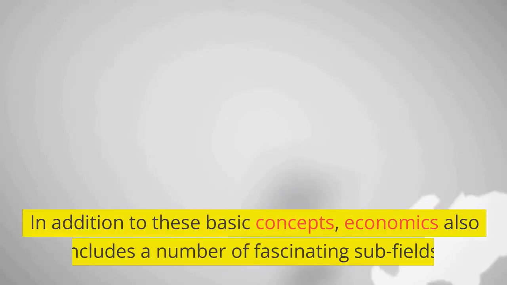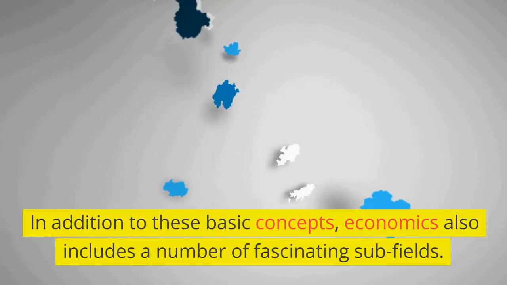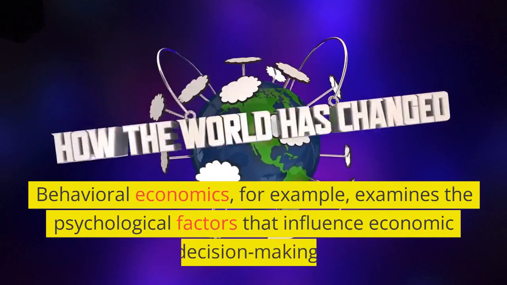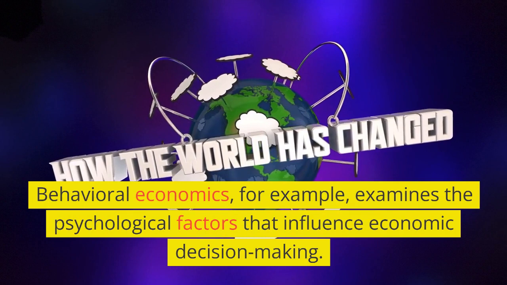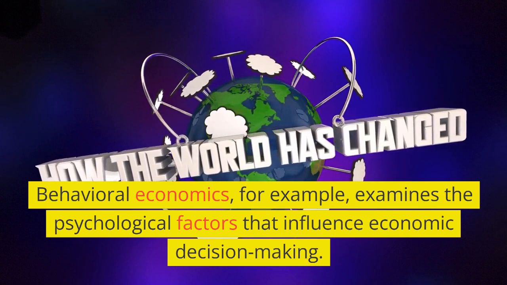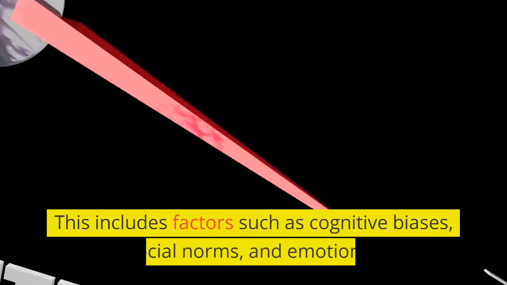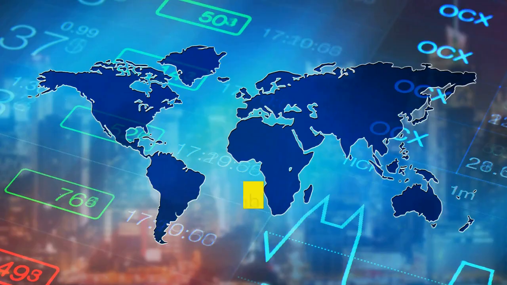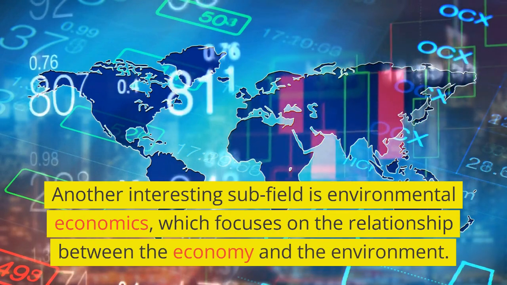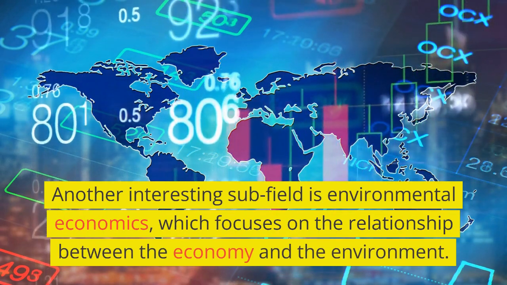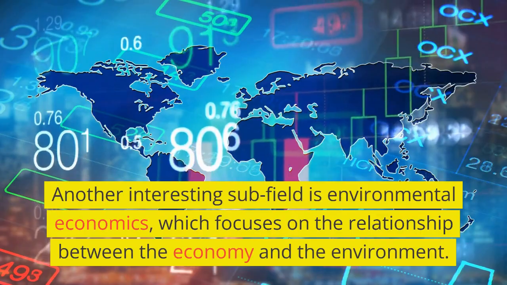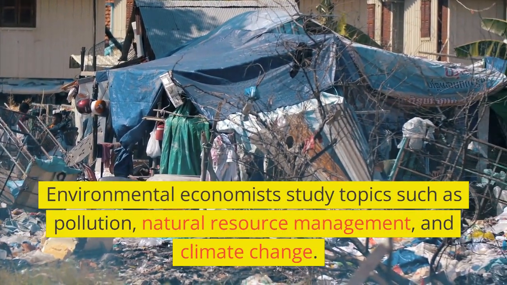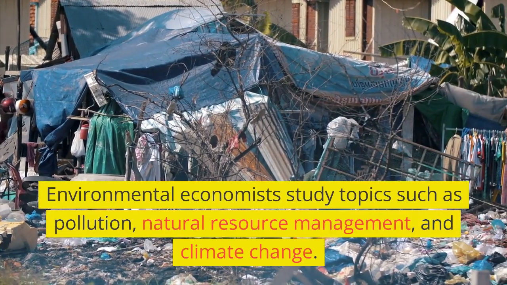In addition to these basic concepts, economics also includes a number of fascinating subfields. Behavioral economics, for example, examines the psychological factors that influence economic decision-making. This includes factors such as cognitive biases, social norms, and emotions. Another interesting subfield is environmental economics, which focuses on the relationship between the economy and the environment. Environmental economists study topics such as pollution, natural resource management, and climate change.